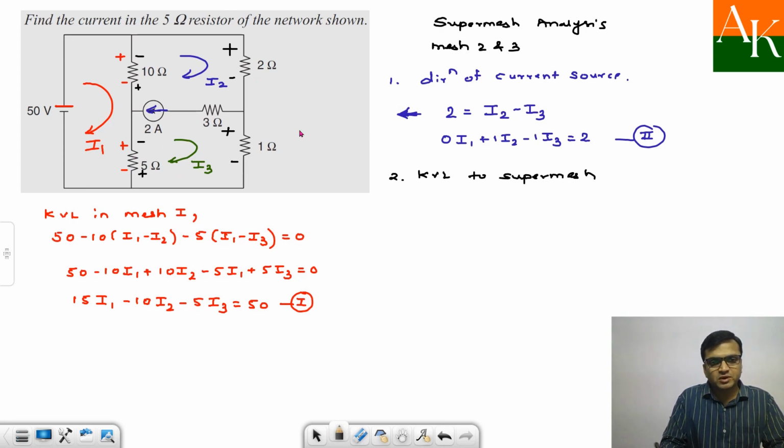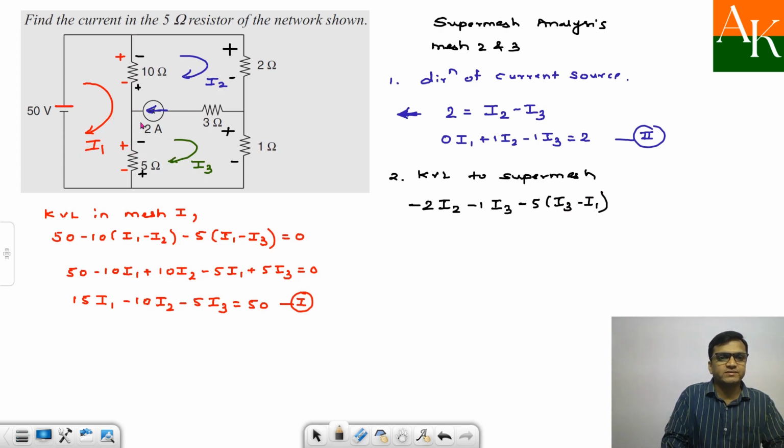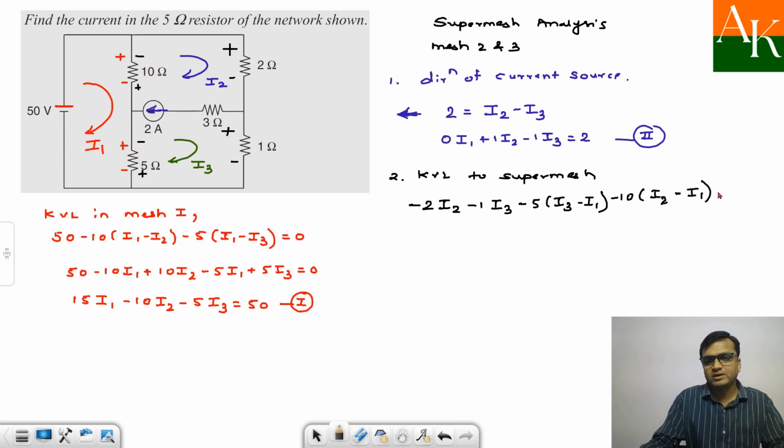Now I am starting at this point. Minus 2 I2, go ahead, minus 1 times I3, go ahead, minus 5 times (I3 minus I1), because you are going up through the 5 ohm. So the net upward current is I3 minus I1. Don't go over here, go over here, minus 10 times (I2 minus I1), and you have completed this path. So this is equal to 0.